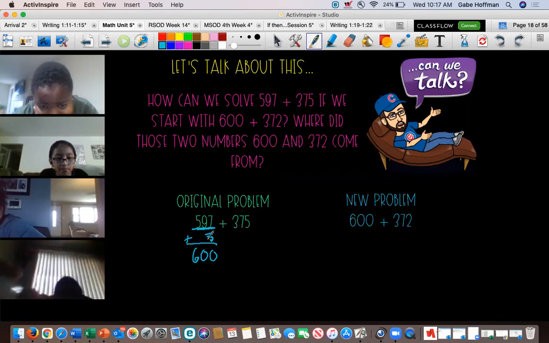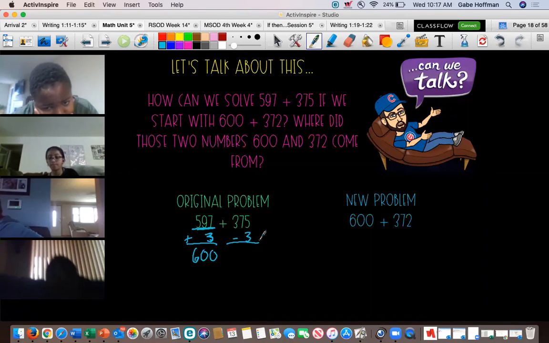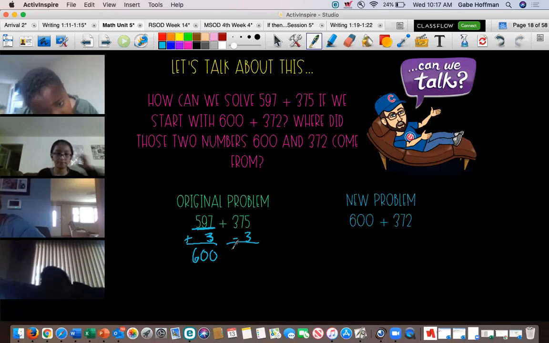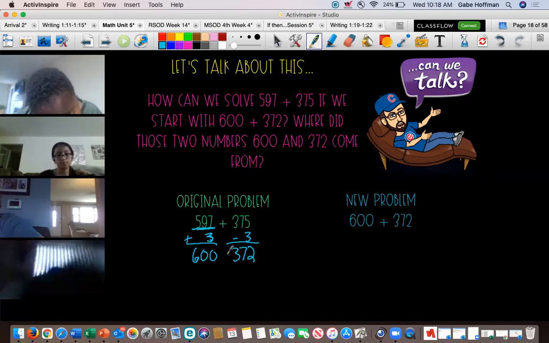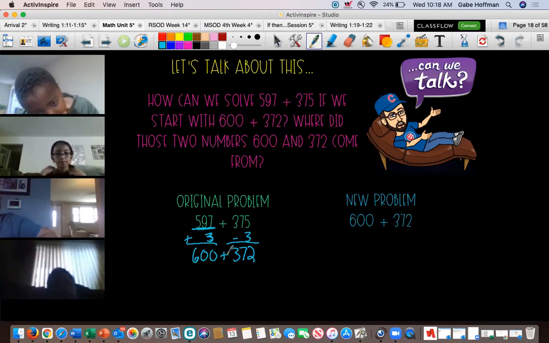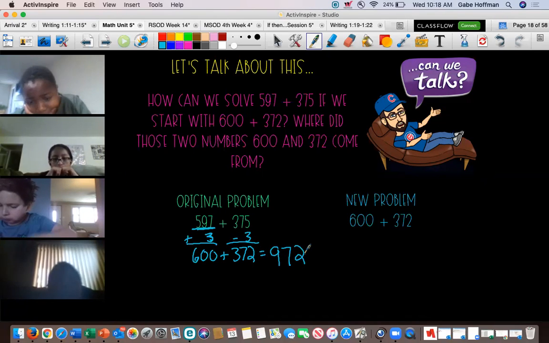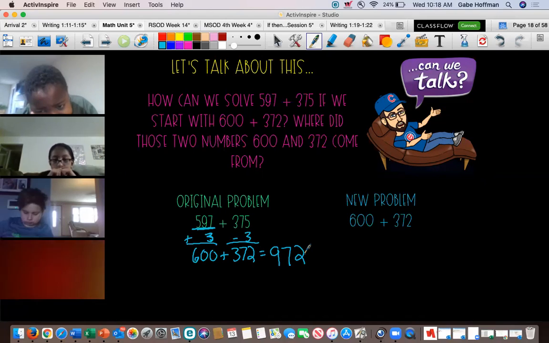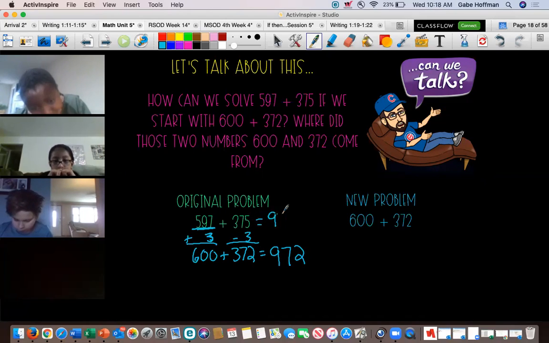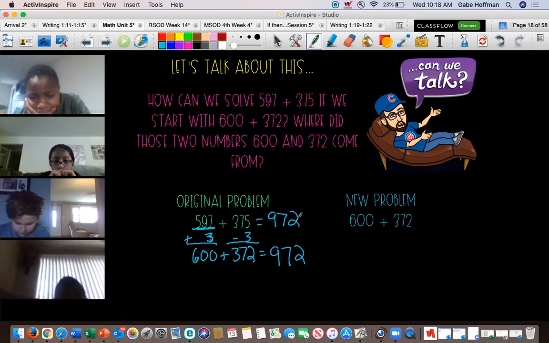So if they're adding 3 here, and they take away 3 here, that's going to give us the same problem, just with different numbers. So then they do 372. So when I add those together, I get 972. When I add those top 2 numbers up here, I get 972. So that's just one way you can do it.